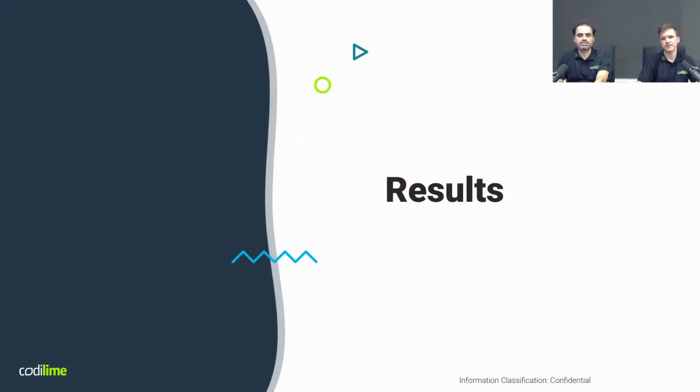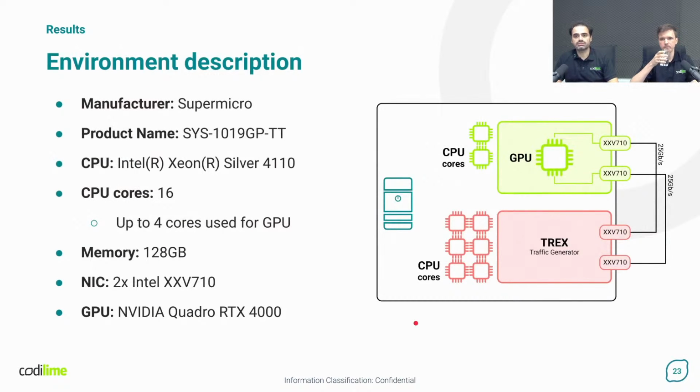Now let's talk about the results that we achieved with our approach. Before we go into that, let's describe the environment that we've been using to test and check the ACL processing. We've been using a common server manufacturer, Supermicro. It's available worldwide, so everyone can buy it. We've been using a CPU that is equipped with 16 cores. 4 cores were used for the GPU. Most of the remaining cores were used for the traffic generator and traffic accounting.